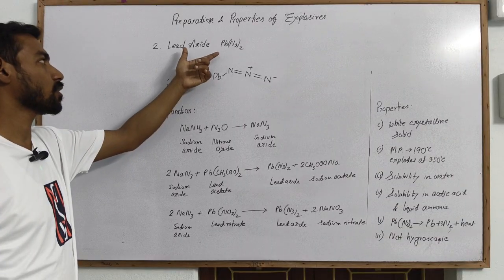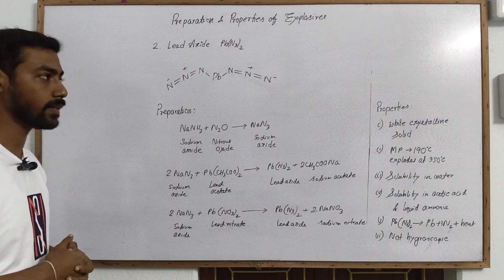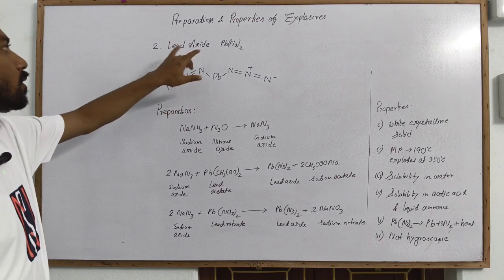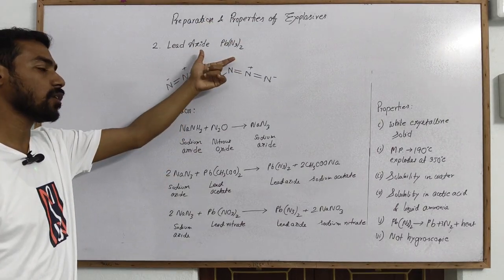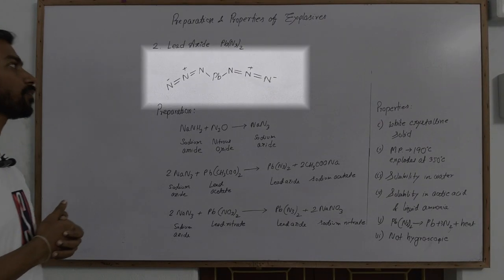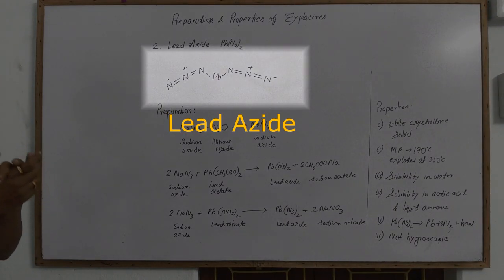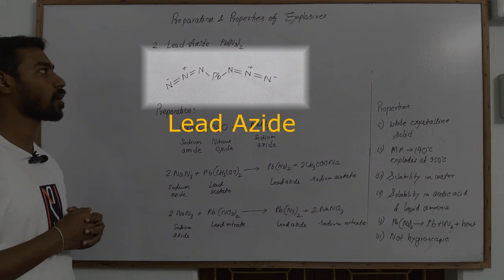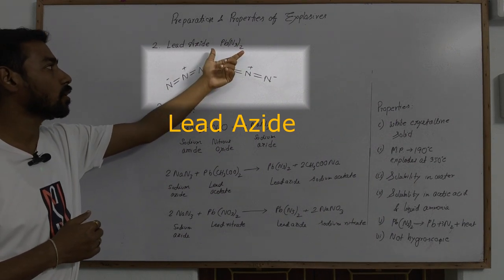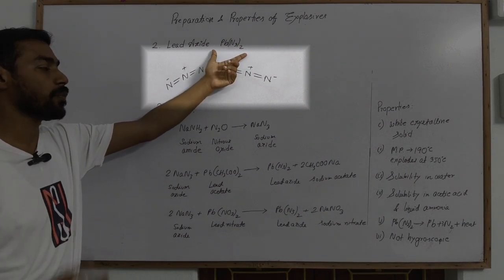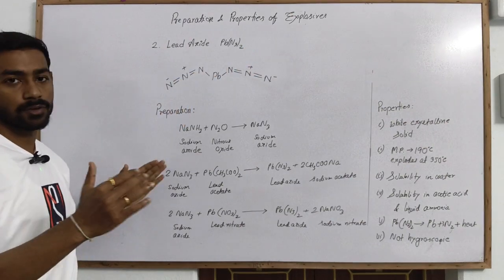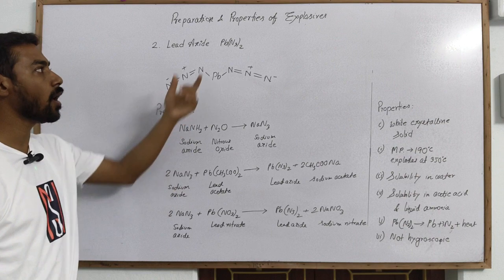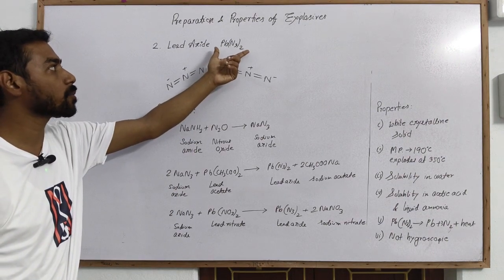So this is our second explosive, that is lead azide. Now we will discuss some important preparation and properties of this explosive. What is lead azide? Lead azide is a white crystalline solid, and it is considered a primary explosive. Based on the sensitivity, we have classified explosives in three categories: primary, secondary and tertiary. Lead azide can be considered a primary explosive.